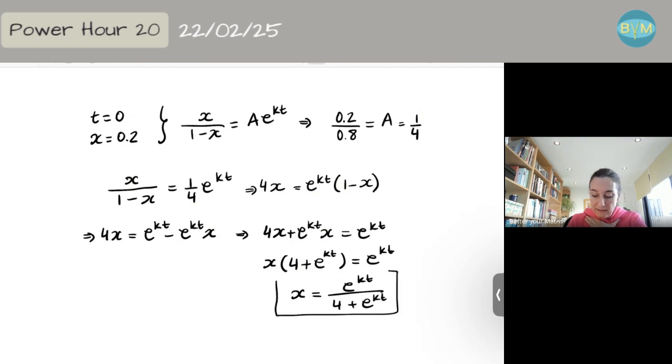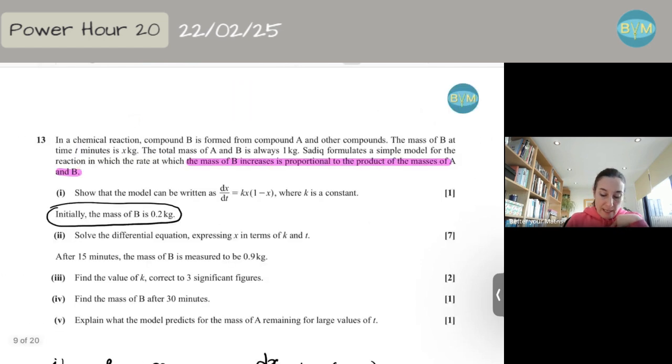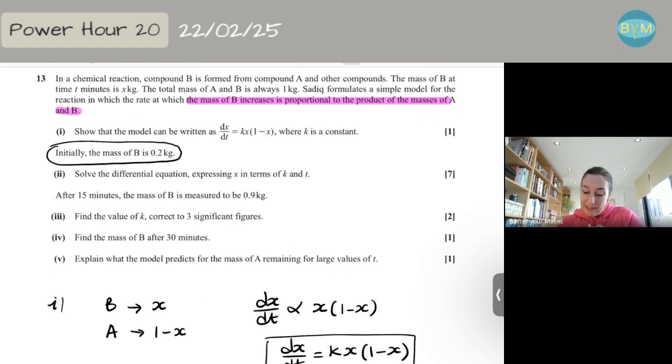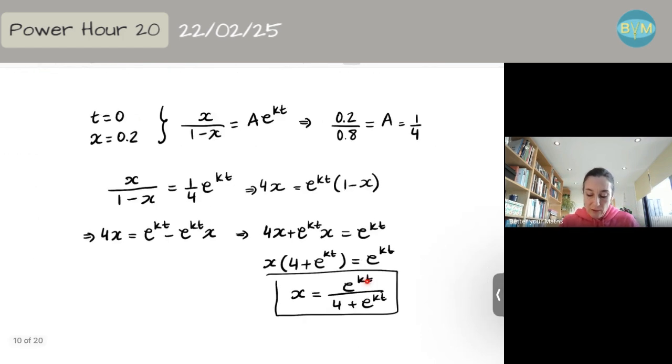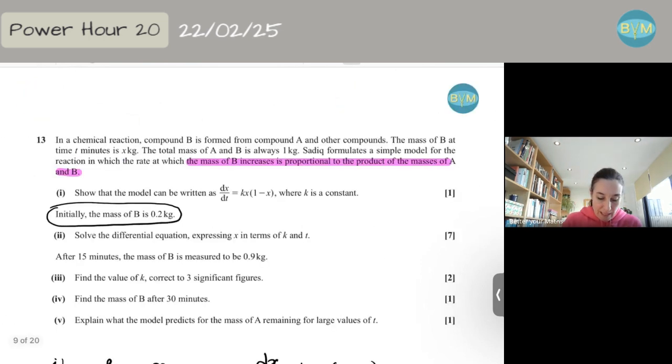I have integrated my differential equation. I've substituted to find the constant of integration, and that's my expression. So this is the amount of B as time passes. Now that I have the model, I still don't have k, so they are going to give me more information to find k, and then maybe something to substitute in. So after 50 minutes, the mass of B is 0.9.